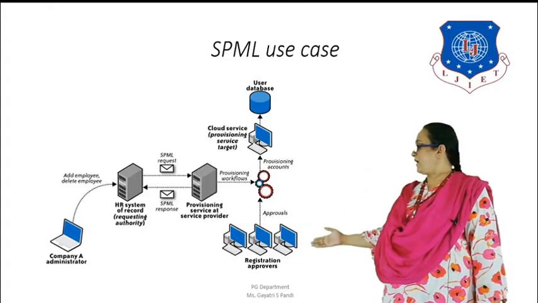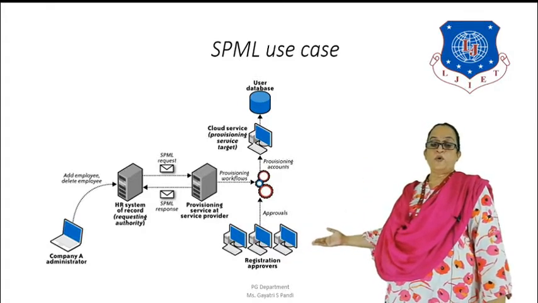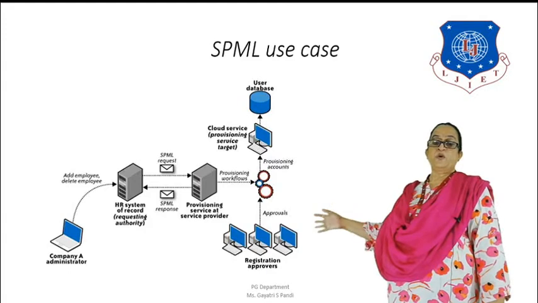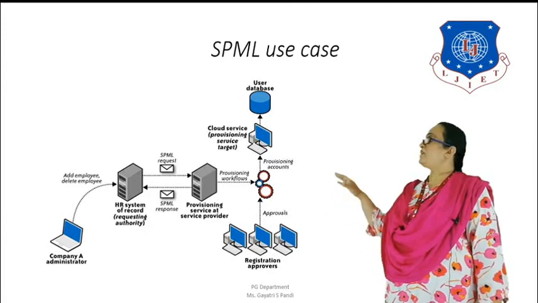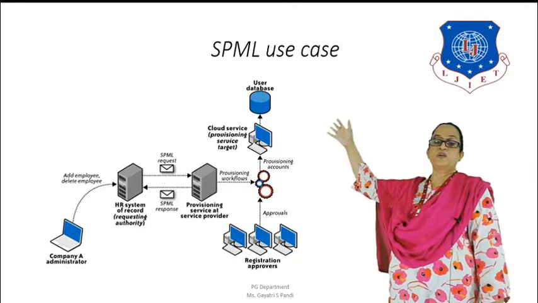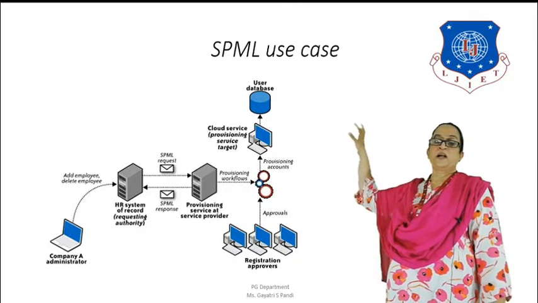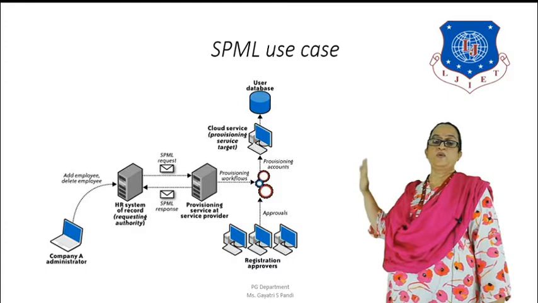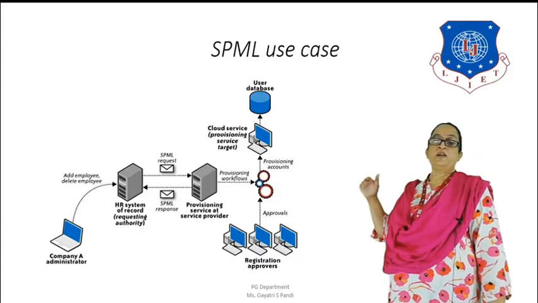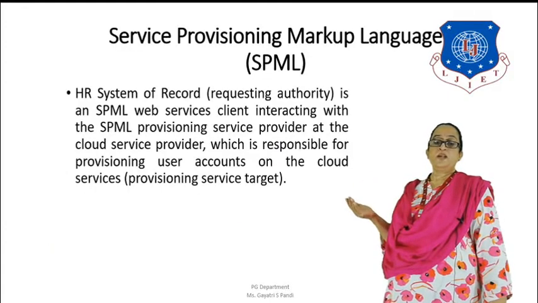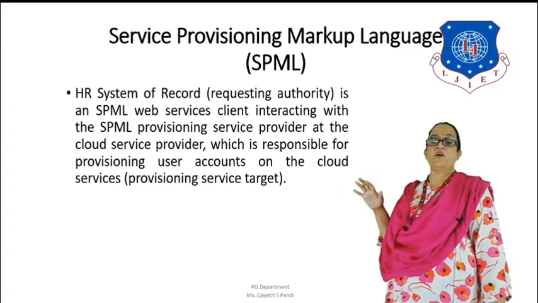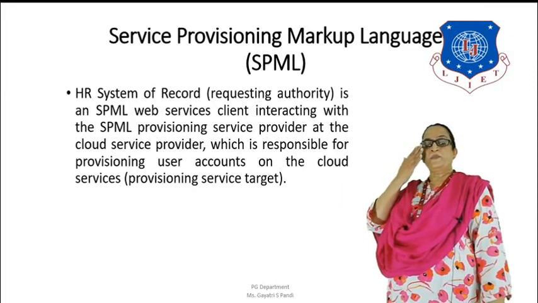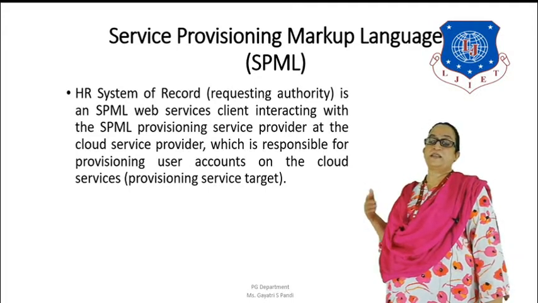On the lower side you have the registration approvers. So these are the approvals given for the users that are to be created, and you have the database on the top side which stores the various users of the cloud. So this is basically a use case for SPML. So let us study more detail about this. So this is basically an HR system of record requesting authority in an SPML web service based environment.